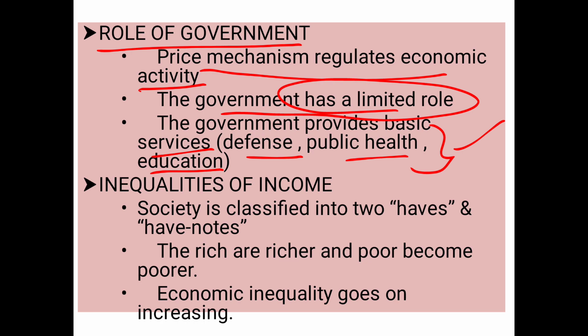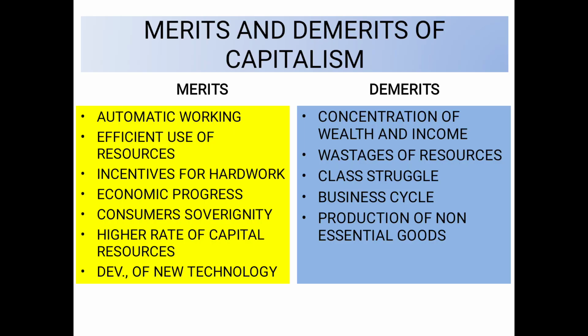Inequalities of income. Society is classified into two, haves and have-nots. So you have two sets of people. The people who have property, who are very rich. Have-nots, those who are poor, who do not have anything. So as far as capitalist countries are concerned, the rich people are always rich and the poor people are always poor. So economic inequalities go on increasing because those who have money possess all the resources. Those who do not have, do not possess any resource.